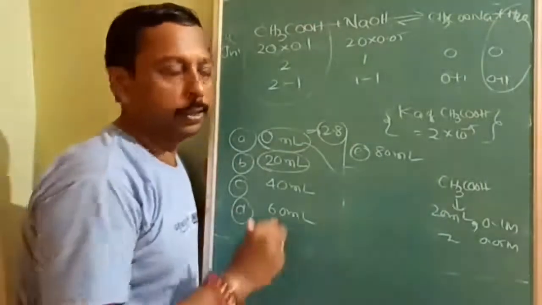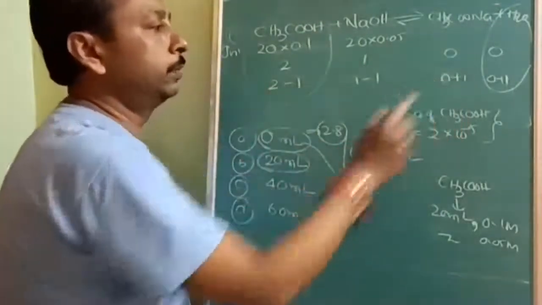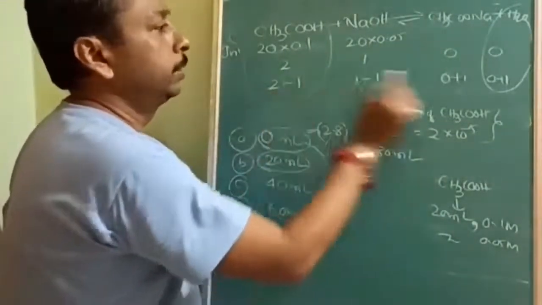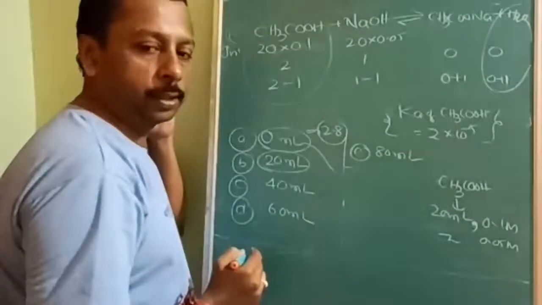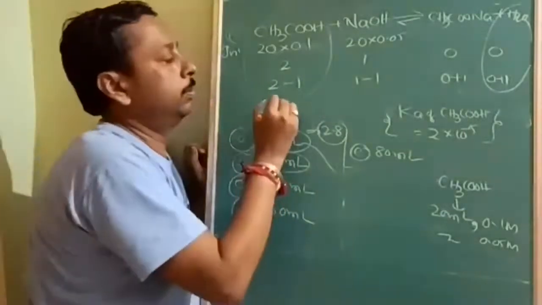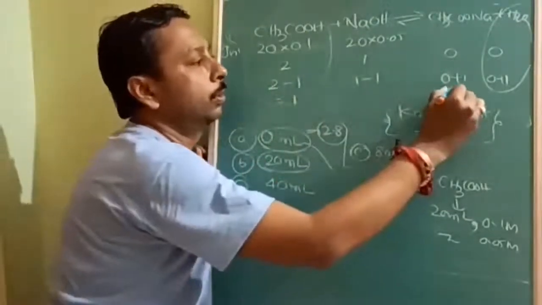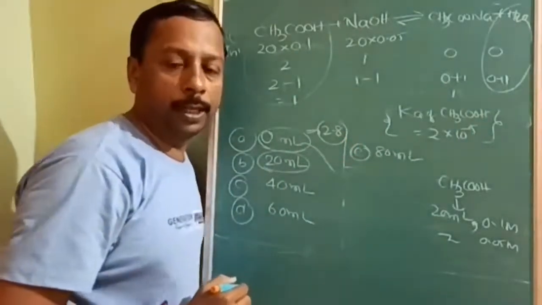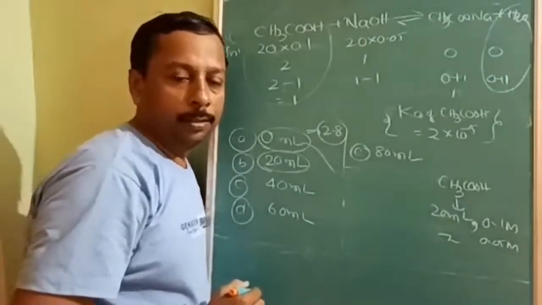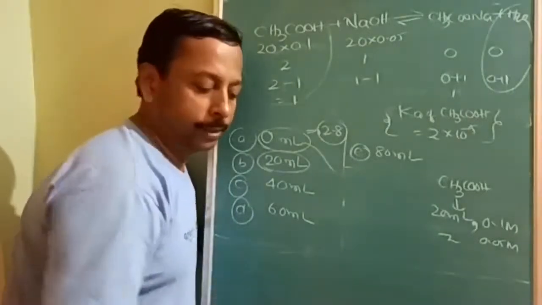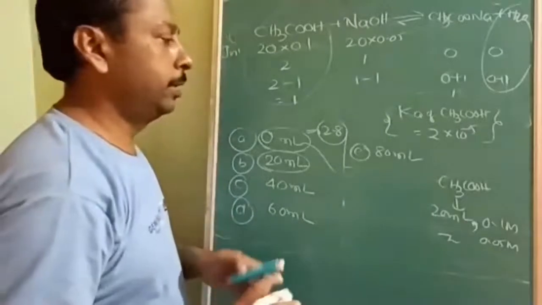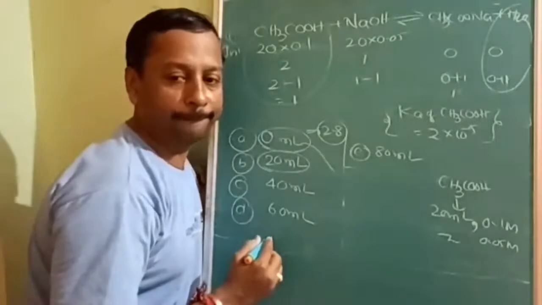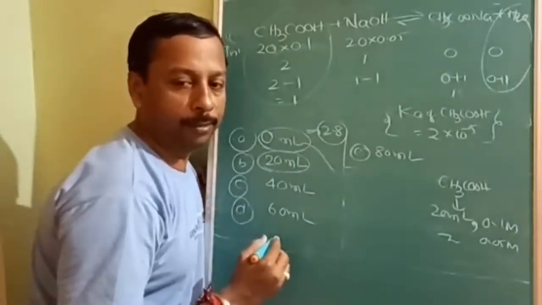Which condition is it satisfying? 2 minus 1 and 0, 1. Here, weak acid and salt, both are there. Weak acid is left over, salt is left over. So what will be the combination? Weak acid plus salt of weak acid with strong base. What is the combination? Very good. Combination is buffer.